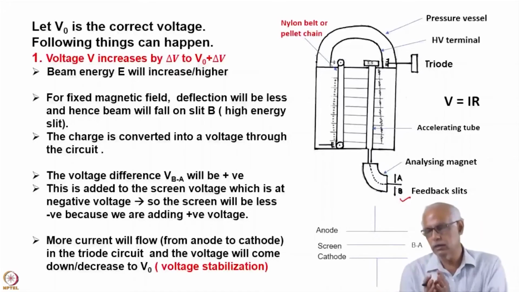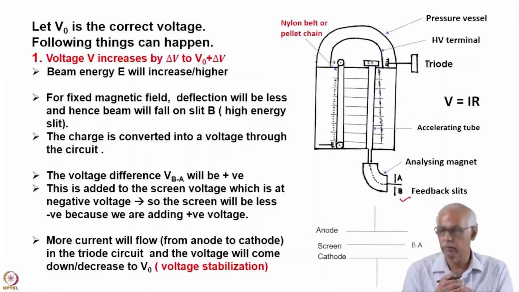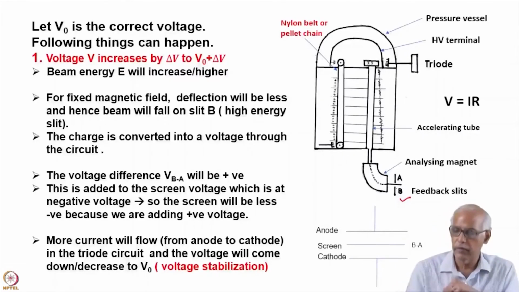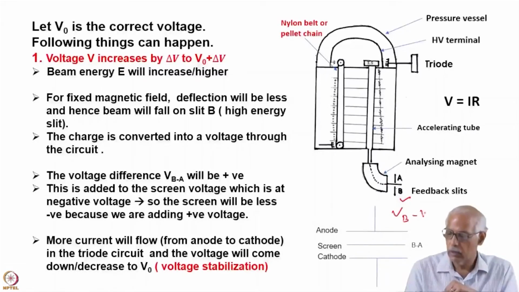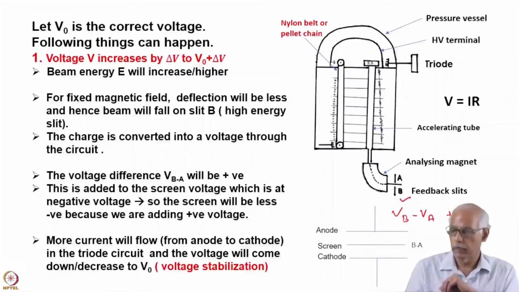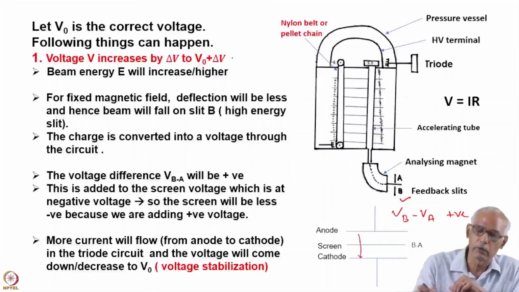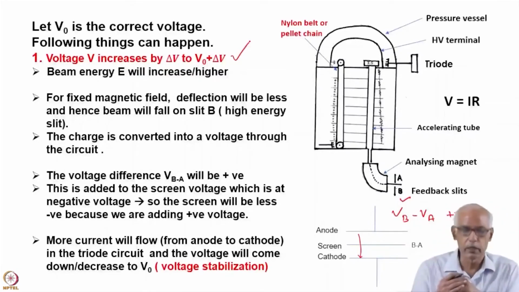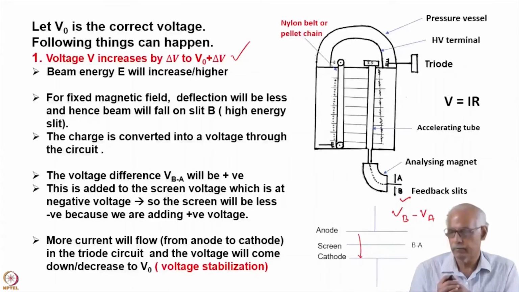So if you convert this current or the charge into voltage and take the difference, that means VB minus VA, then you will see that the energy has increased, so VB minus VA will be positive. And when you add this positive, the screen becomes less negative. And when it becomes less negative, more current will pass through. And when more current is passing through, the voltage will come down. Now that is what we wanted, because the voltage has increased. We wanted to bring it down. And that is what is happening.